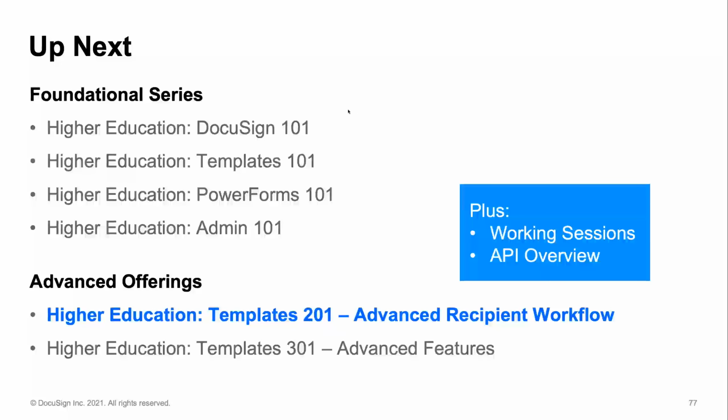Now, as a reminder, we have finished our foundational trainings. Coming up next will likely be some working sessions that get scheduled with Carrie and Jesse. Optionally, we do have an API overview course that we can get scheduled with your school if you want to learn more about setting up an API connector with DocuSign and another application. And we do have some more advanced offerings that go more in depth on templates, advanced recipient workflows, and advanced features. If you're curious about getting those scheduled, those training sessions would also take place with me.